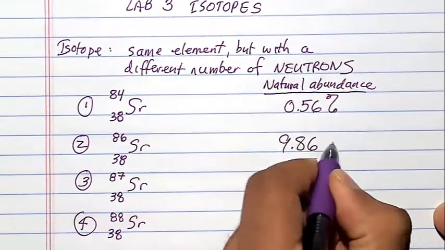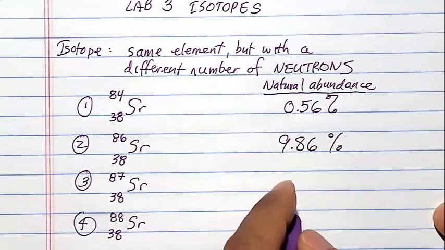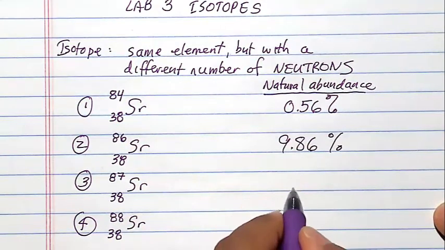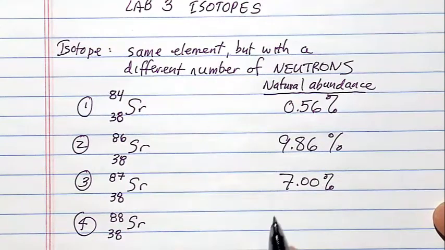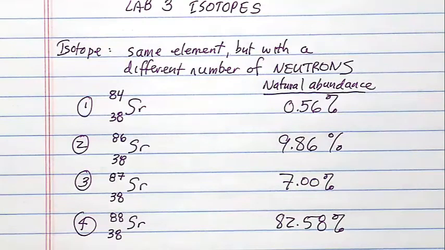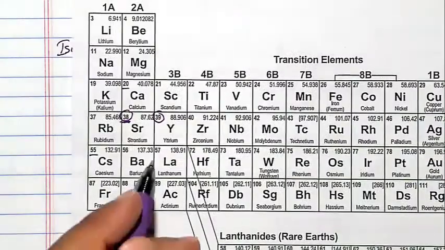So we can actually represent these as a percentage. The 87 isotope of strontium is at a natural abundance of 7%. And finally, strontium-88 will have a natural abundance of 82.58%. So most of the strontium that we find in nature will be the strontium-88 form.